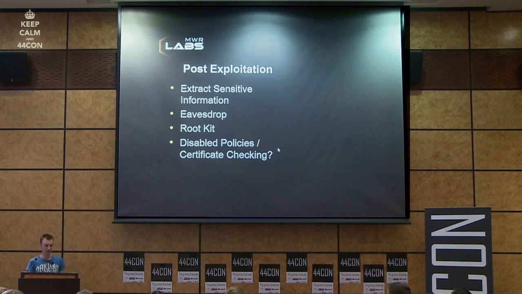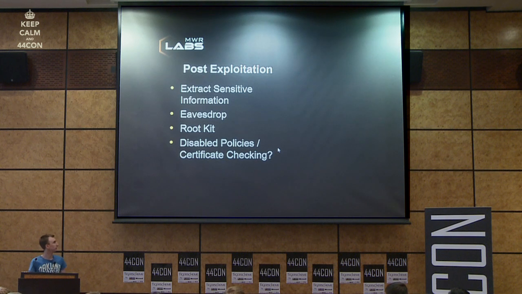So what do you do once you've done this? You're thinking about post-exploitation. Like, for example, extracting sensitive data from the phone. You might want to even eavesdrop on the user, install a rootkit. But if you're a malware writer, you might want to disable policies or the code signing protections as well, so you can get your malicious code onto the device at a later date without these protections.